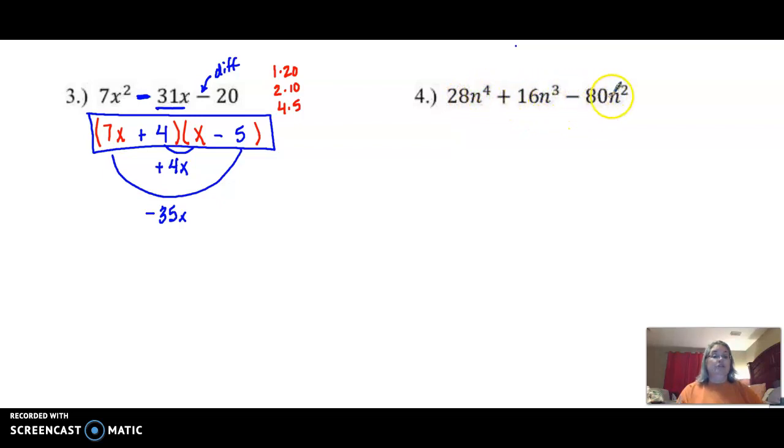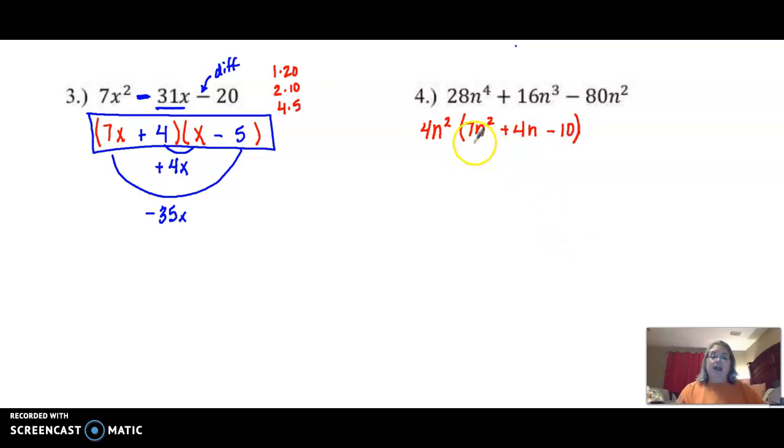First off, hopefully you notice the variables. I know that n squared is common in all of those. I also know that I have a 2. That if I look harder, 4 goes into 28, and into 16, and into 80. So I could take out a 4n squared. And that would leave me with 7n squared plus 4n minus 10.